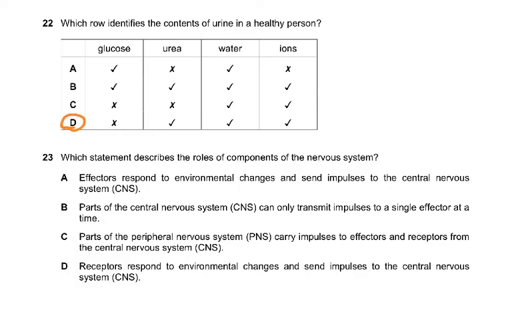Which statement describes the role of components of the nervous system? Question number 23. Effectors respond to environmental changes and send impulses to the central nervous system. Oh, no, no, no. Receptors, effectors are muscles and glands, right? Parts of the central nervous system can only transmit into a single effector at a time. No, parts of the peripheral nervous system carry impulses to effectors and receptors from the central nervous system. No. So receptors respond to environmental changes and send impulses to the central nervous system. Yeah, that's right. So the answer to question number 23 is D.